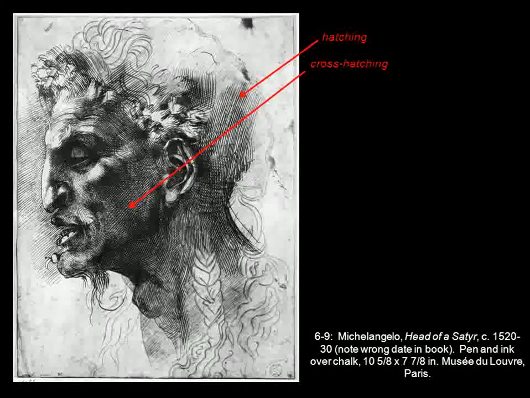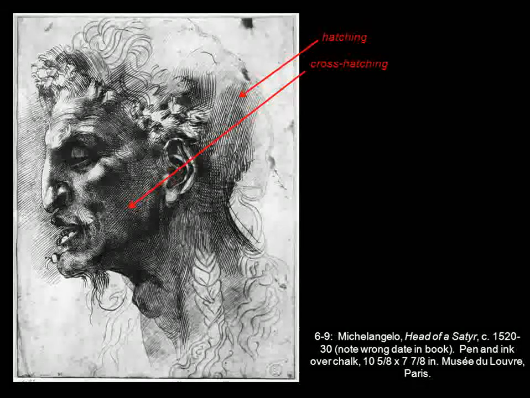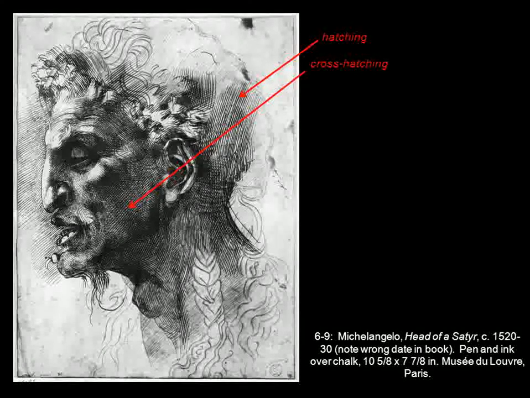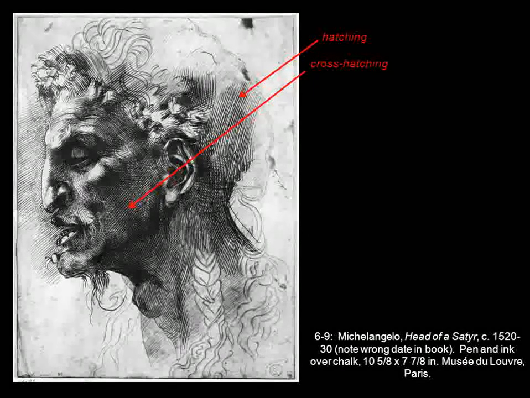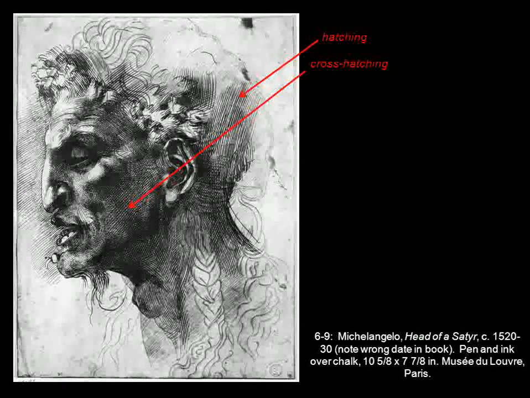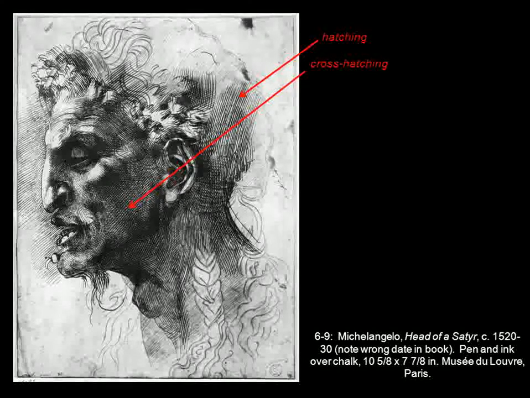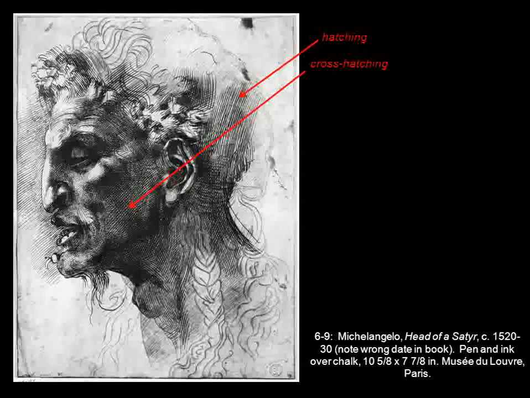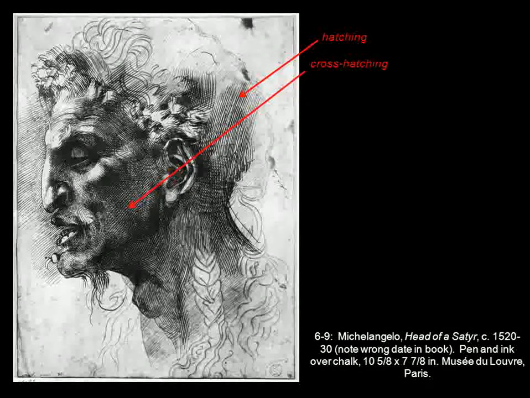Another example of this, even more prominent because it's in pen and ink, is in Michelangelo's Head of a Satyr. This is a drawing that Michelangelo makes. By the way, note the wrong date. That is probably going to be appearing in your textbook. It certainly does in my proof edition. It's 1520-ish, not 1620. Michelangelo is long dead by then. But Michelangelo here is using really only hatching, as opposed to using both modeling and hatching. So an artist can use a single technique to express light and shade, or can use a variety of techniques all at once.